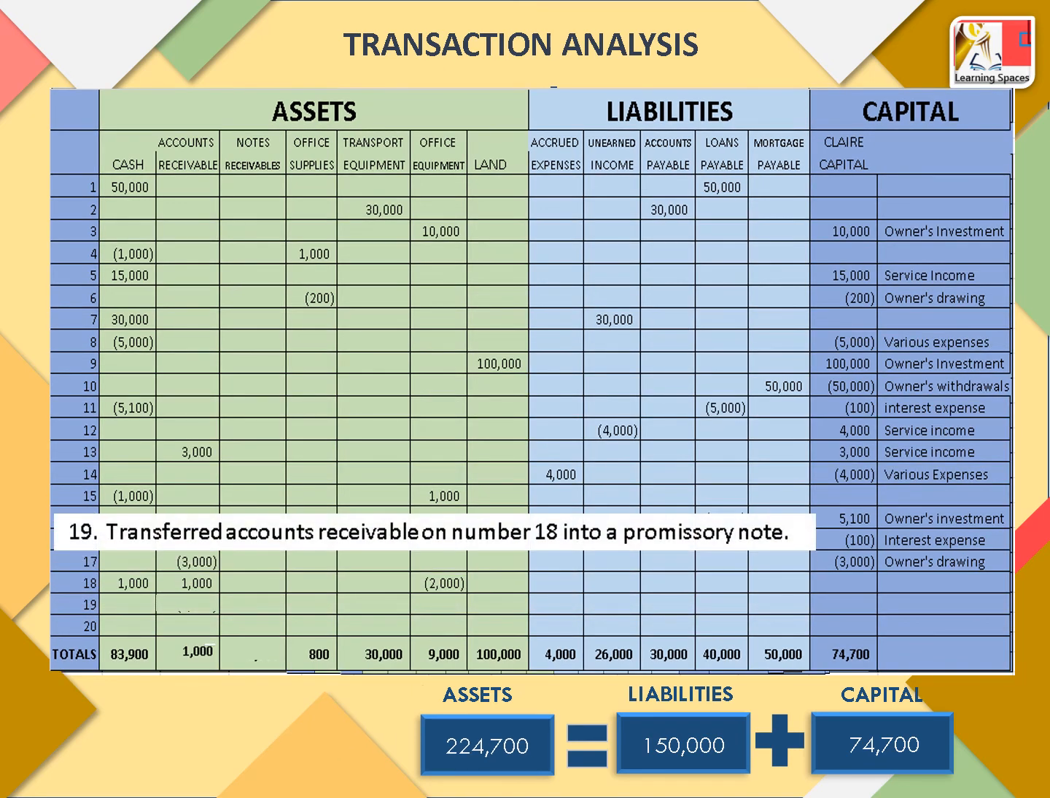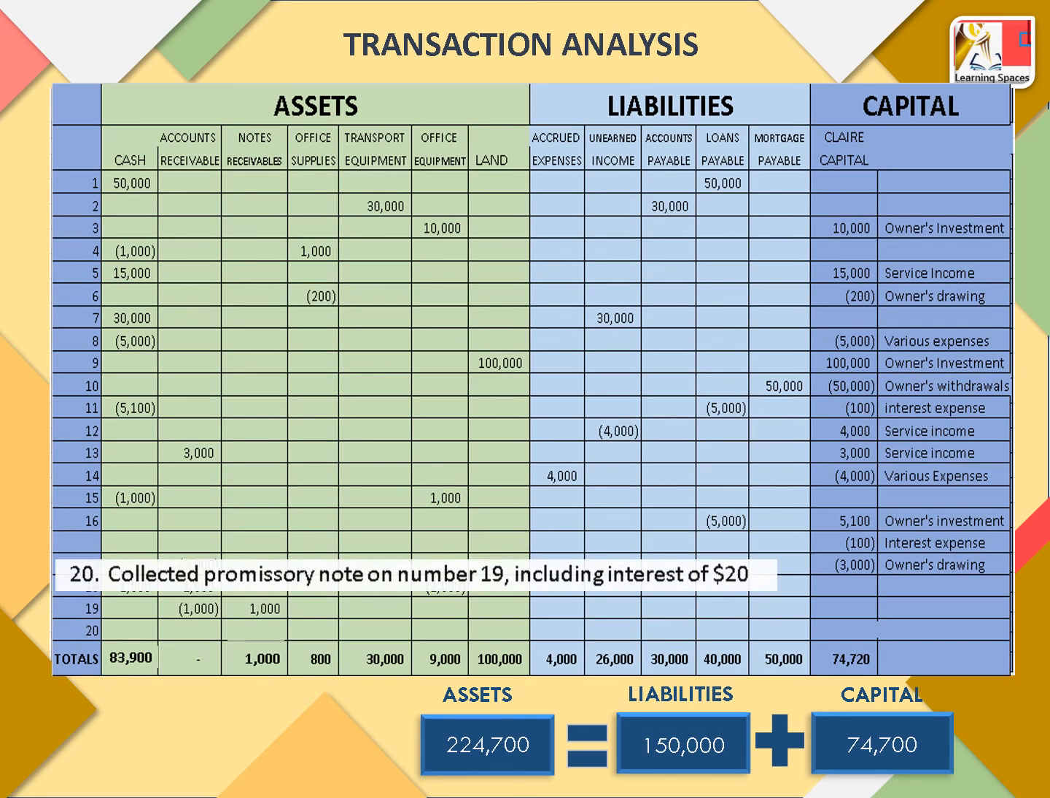Proceeding to the second before the last item, for number 19, accounts receivable shall be cancelled or decreased by $1,000 as a result of it being transferred to notes receivable, which shall increase by the same amount. Again, this kind of transaction will not affect the entire accounting equation.